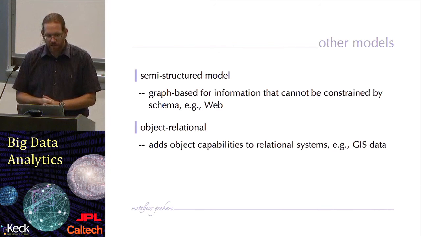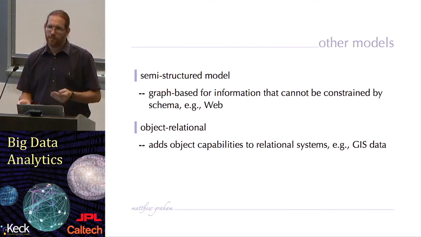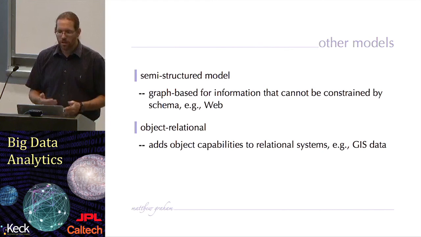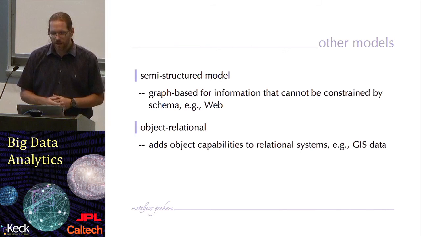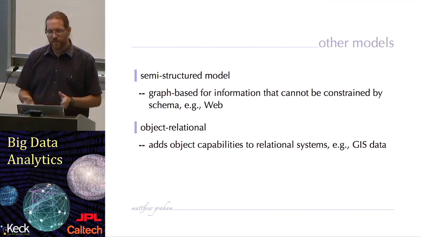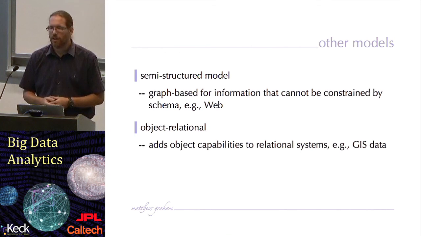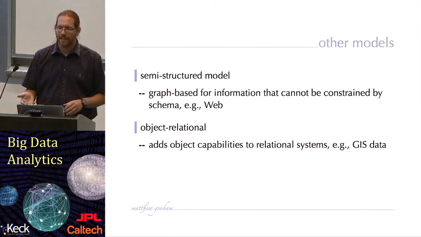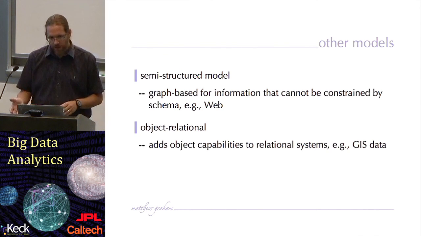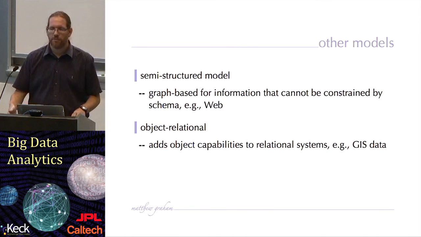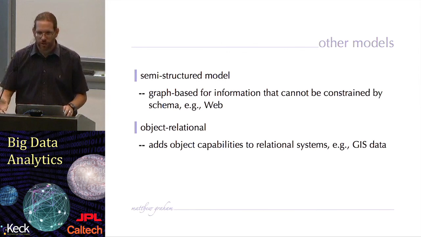And then we have object relational data models, which are trying to combine some of the features of the object-oriented model with relational database models. In that, for example, we add object capabilities to relational systems. An example of this is adding location types to relational databases for doing spatiotemporal work, geographical work, storing geographical data.